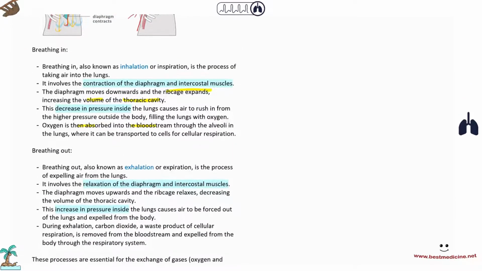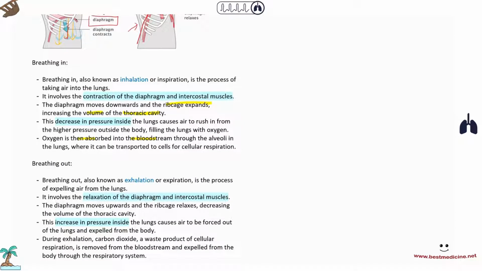What about breathing out? Breathing out is going to be the opposite, right? The diaphragm is going to relax. When the diaphragm relaxes, it's going to arch upwards. The rib cage will come down, right? And this will decrease the volume of the chest cavity, thoracic cavity. So the increase in pressure inside the lungs causes air to be forced out of the lungs and expelled from the body.